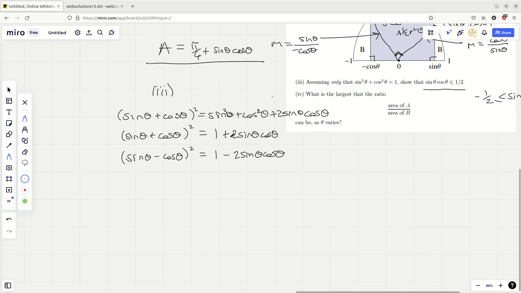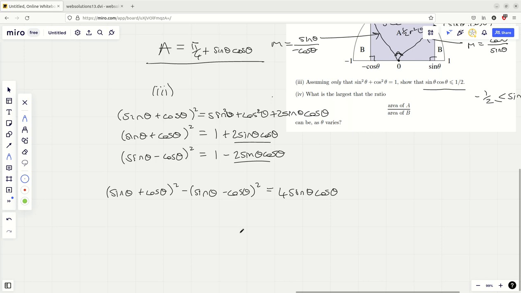Now, you might be tempted to add here, but that's not going to help you because we need the sine theta cos theta still in play. If we subtract these two equations, we end up with quite an interesting result: sine theta plus cos theta all squared minus sine theta minus cos theta all squared equals, the 1 minus 1 is going to cancel, but the second terms are going to double, giving you 4 sine theta cos theta.